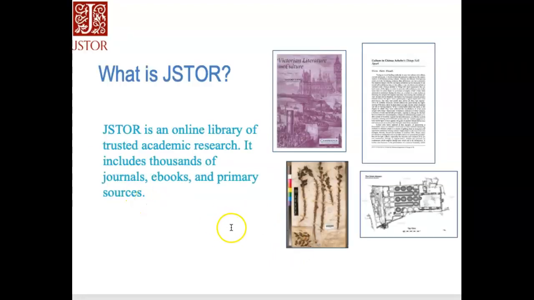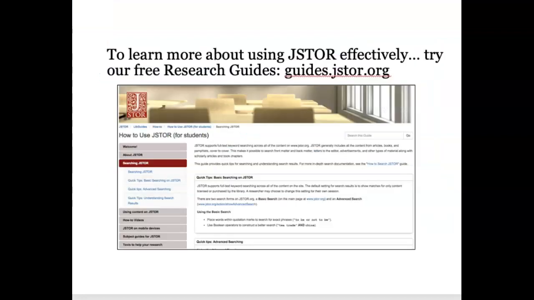So what is JSTOR? JSTOR is an online library of trusted academic research. It includes thousands of journals, ebooks, and primary sources. So in terms of getting the right kind of sources for a project, JSTOR is a wonderful place to start, in addition to Google Scholar, which we've already looked at.